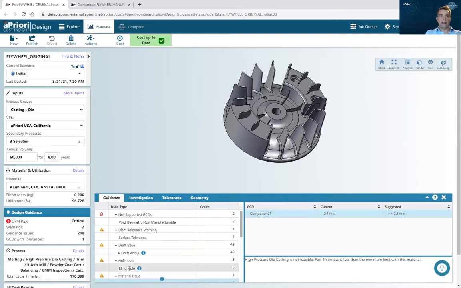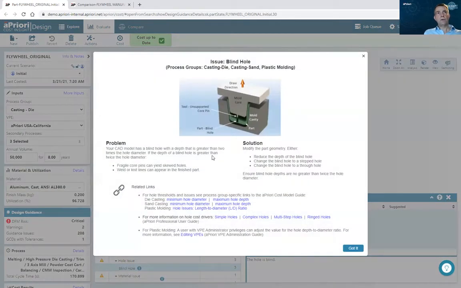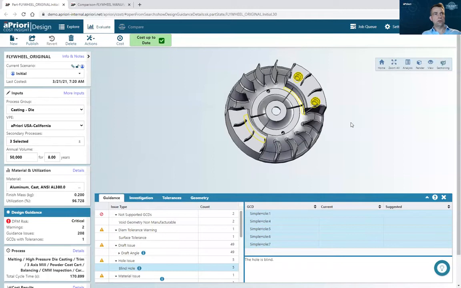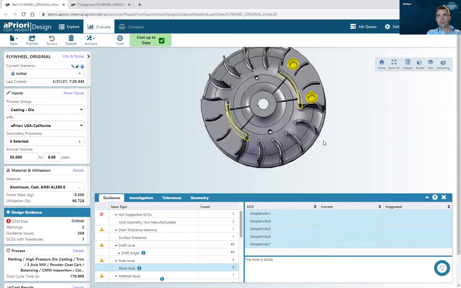Like, for example, I've designed these blind holes into my component. They don't go through the component. And aPriori tells me that, well, it's fine, but there is an impact on the tooling. We're going to have fragile core pins in the tool, which could lead to yield problems, tool maintenance problems, may limit my ability to design multi-cavity components with sliders. It just creates complexity we really want to avoid. So in other words, if I made those through holes, life would be better.